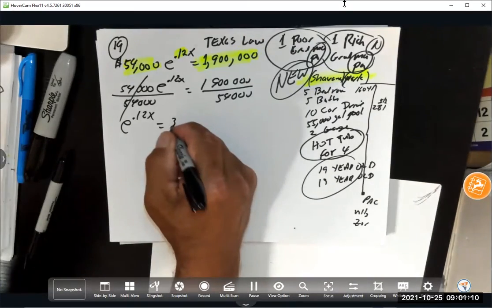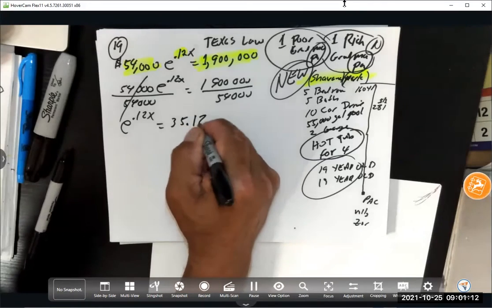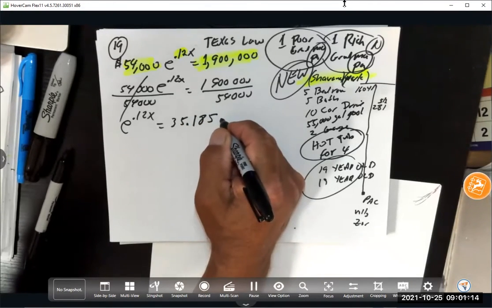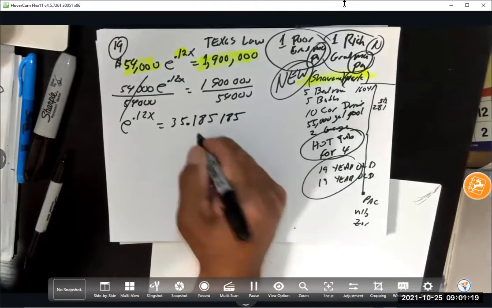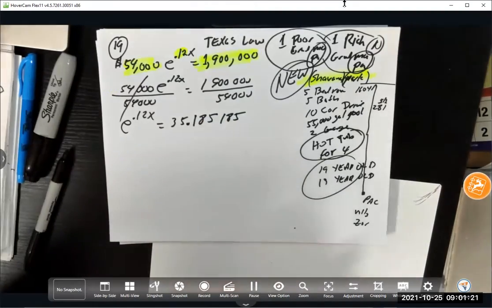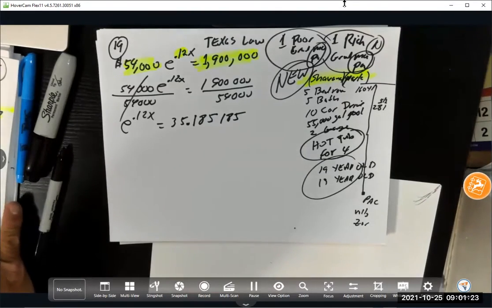185, 185. That's enough. Then just stop there. Yeah, we just go 185, 185. Is that okay? I'm just going to stop after 6 numbers. That's good enough for this class. That's all we need in this class.